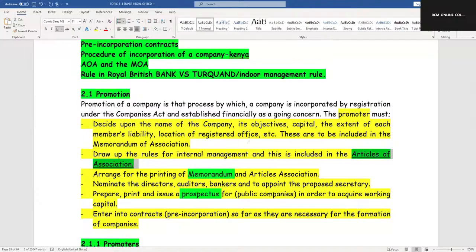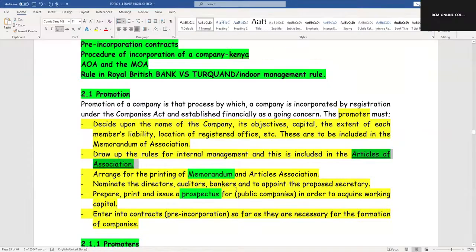It sets out the rules governing the internal affairs of the company. The same way we've seen in a partnership, we have a partnership agreement. In the same case, in a company, there'll be a document to guide how the internal affairs of the company can be governed. We refer to it as the articles of association. There'll also be, in this case, what we call what?